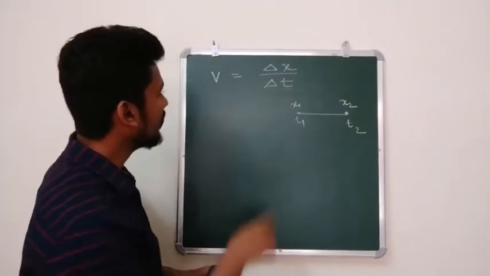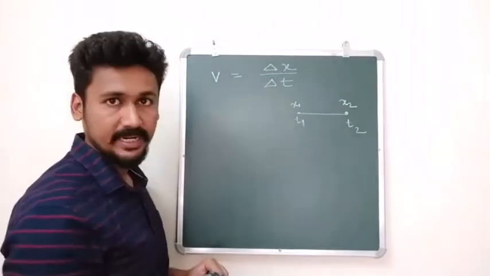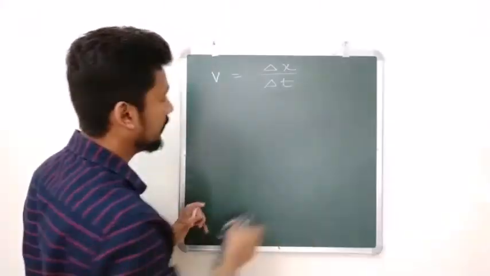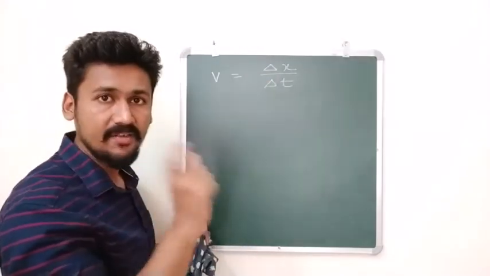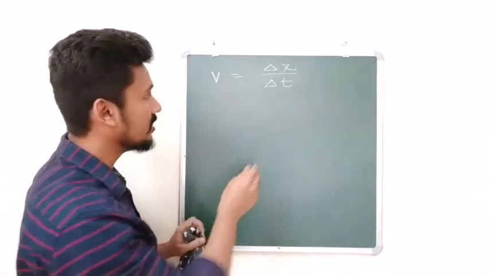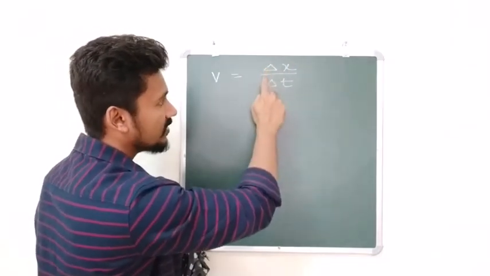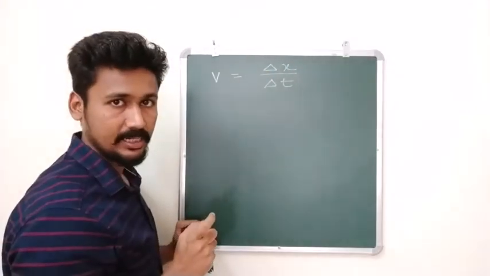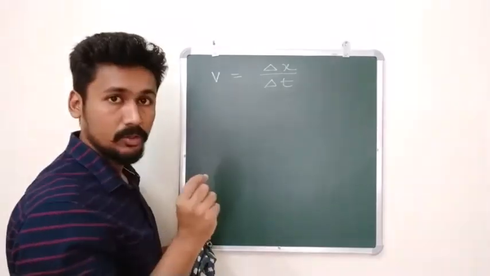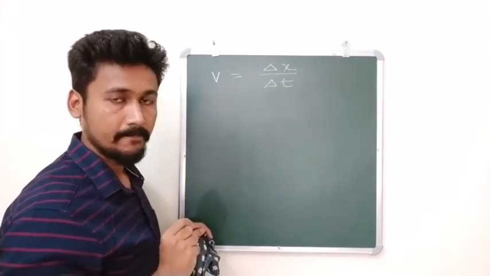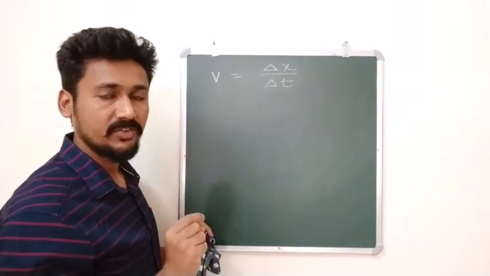So what we know is that we can write delta x by delta t. But this will give us the average velocity. Why will it give average velocity? It is total displacement divided by the total time interval. Correct?